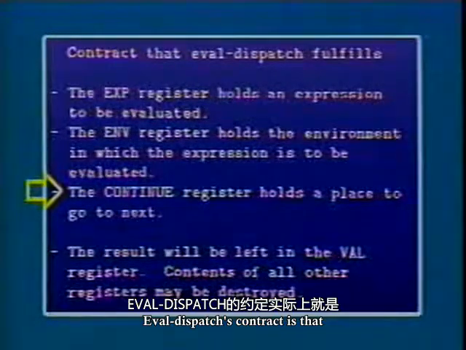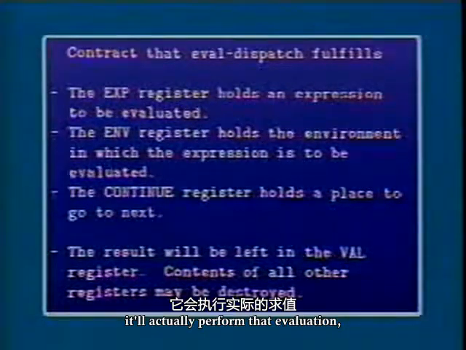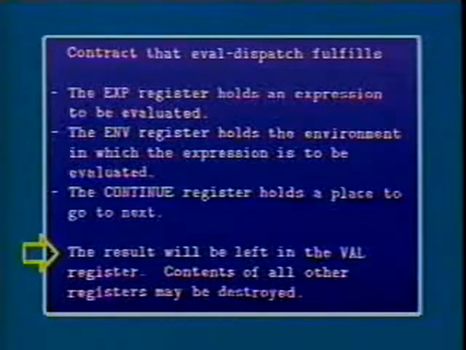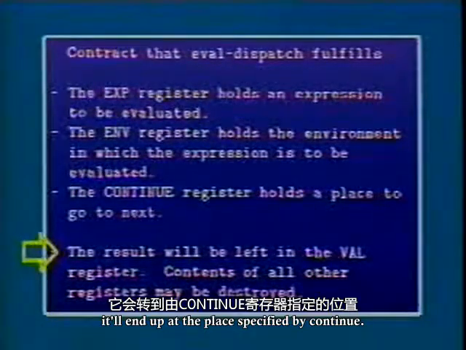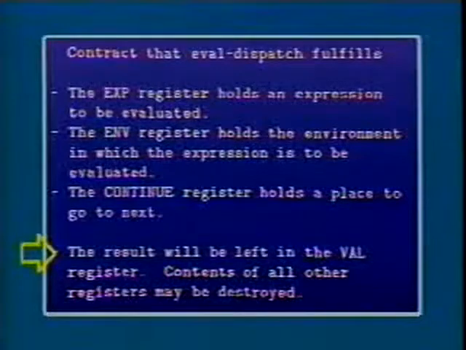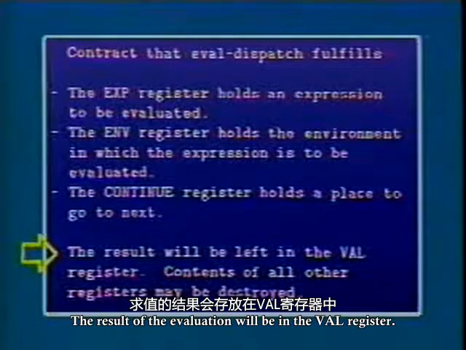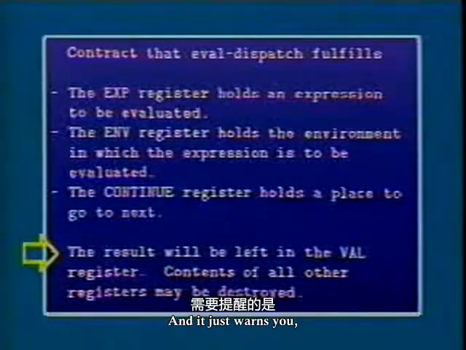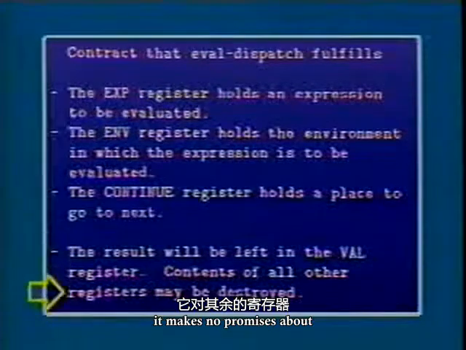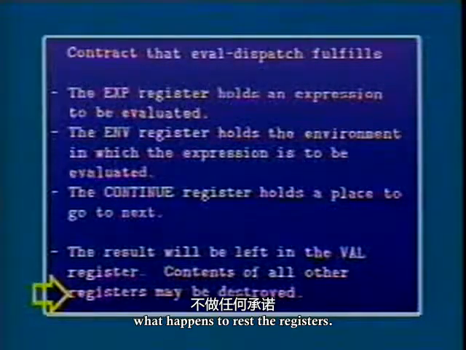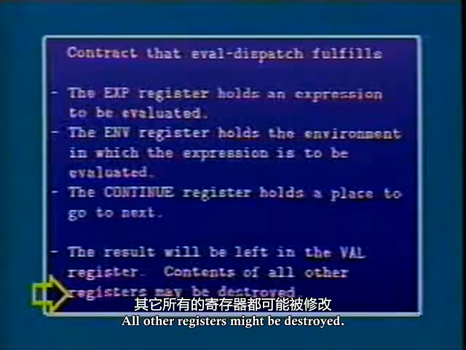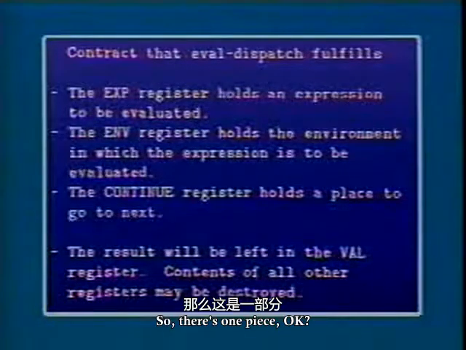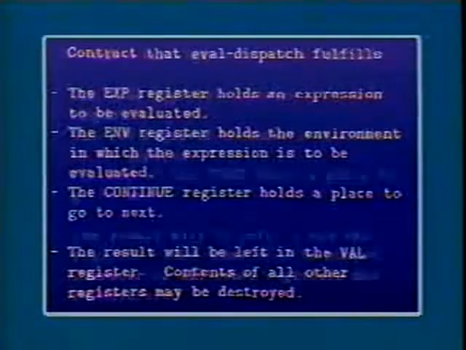Eval's dispatch's contract is that it'll actually perform that evaluation, and at the end of which it'll end up at the place specified by continue. The result of the evaluation will be in the val register, and it just warns you that it makes no promises about what happens to the rest of the registers. All other registers might be destroyed. So there's one piece.